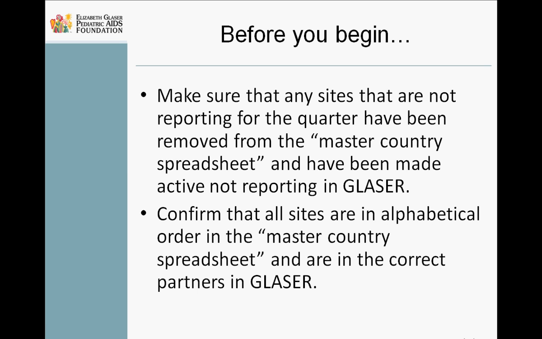Now, before we begin, we'll review a few things. First, you'll need to make sure that any sites that are not reporting for the quarter have been removed from the master country spreadsheet and have also been made active not reporting in GLASER so that they are not included in the offline reporting forms. Second, please go ahead and confirm that all sites are in alphabetical order in the master country spreadsheet and also that all sites have the correct partner in GLASER.